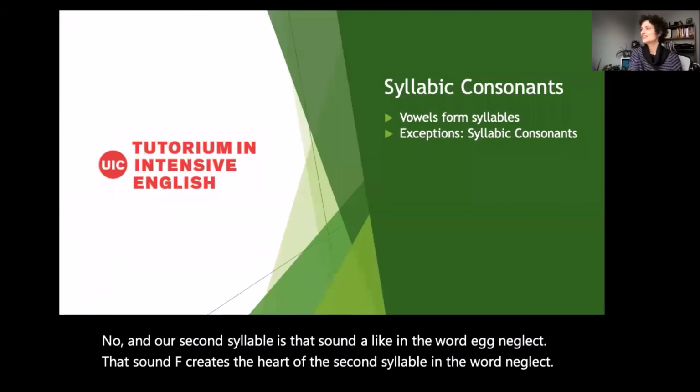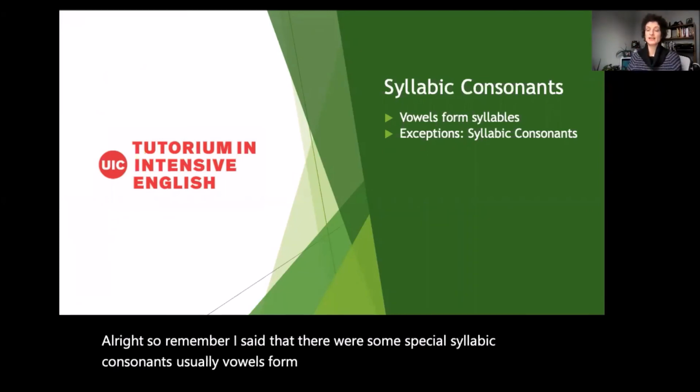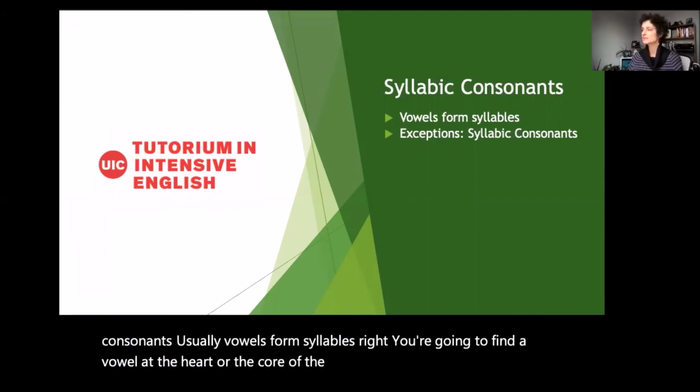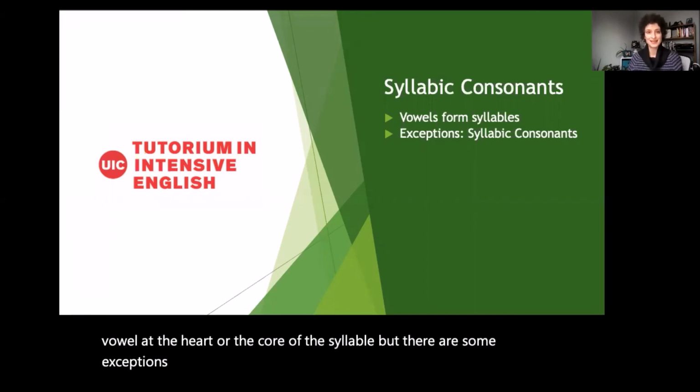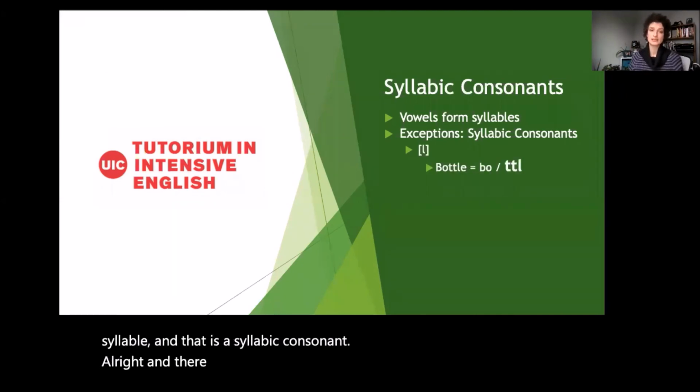All right, so remember I said that there were some special syllabic consonants. Usually vowels form syllables, right? You're going to find a vowel at the heart or the core of the syllable. But there are some exceptions. Sometimes a consonant sound can be the heart of a syllable, and that is a syllabic consonant. All right, and there are 4 syllabic consonants in English.